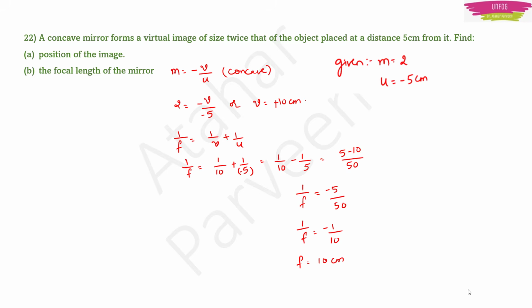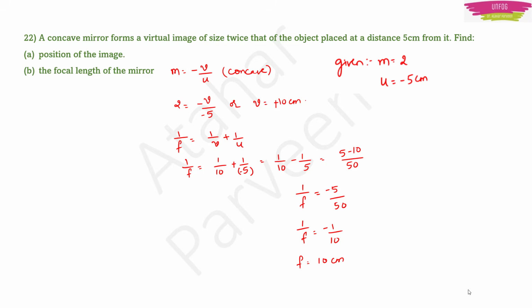It is simple, right? It will be equal to 2. So 2 will be equal to minus v by u. Then you find the value of v. Now you have u, you have v. You can easily find f, right? Using the mirror formula, focal length 1 by f is equal to 1 by v plus 1 by u. Substitute the values and then simplify, you get f is equal to 10 cm.